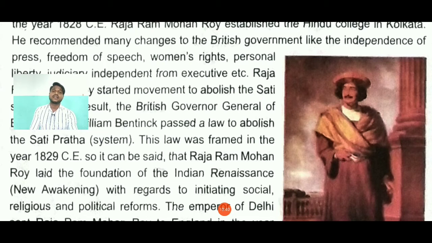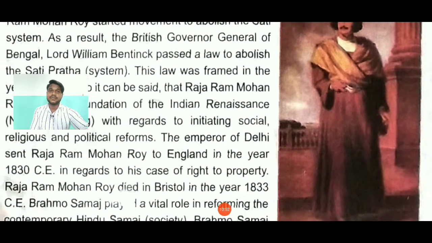So it can also be said that Raja Ram Mohan Roy laid the foundation of the Indian awakening. एक नया दौर स्टार्ट करने में राजाराम मोहन जी का बहुत बड़ा हाथ था, and that's how we need to always thank him for that.